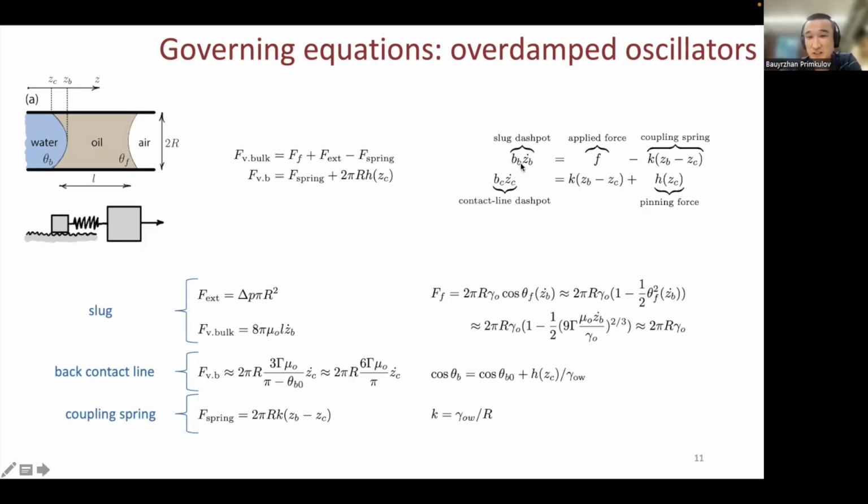The first equation is written for the slug, where you have the cumulative applied forces per length of the contact line. In the second equation, you have some dissipation or damping in the contact line itself, plus the contact line is the thing that's in contact with the surface roughness. That's the pinning force, and the two objects are coupled through this spring. So that's all you're seeing here.